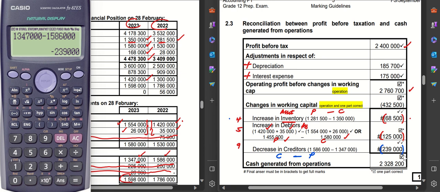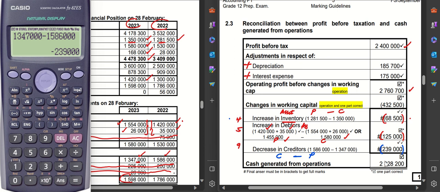All right. A decrease in creditors means we have paid creditors. We pay, it's a cash outflow. Hence you see we have brackets there. The calculator method simply says current minus your previous, and then you would get the right amount.